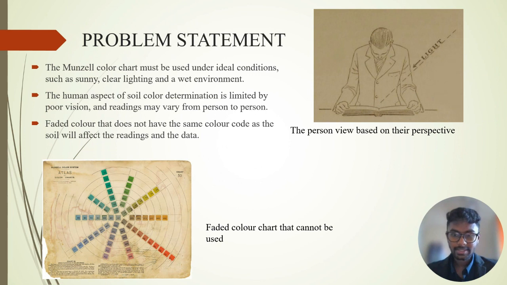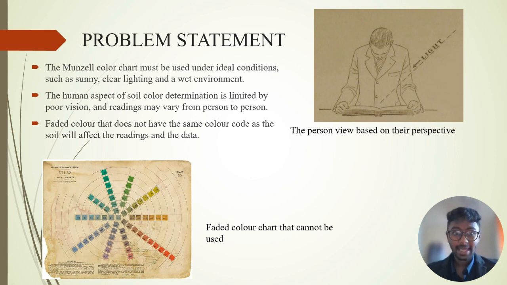For every invention, there's always a problem to start it up. So for this project, the problem statements are that the Munsell color chart must be used under ideal conditions only, such as sunny, clear lighting, and a wet environment. The other problem is that the human aspect of soil color determination is limited by poor vision and readings may vary from person to person. So it depends on the person who uses the Munsell color chart book.